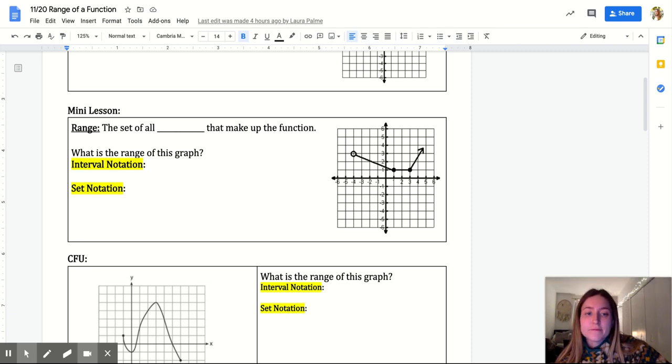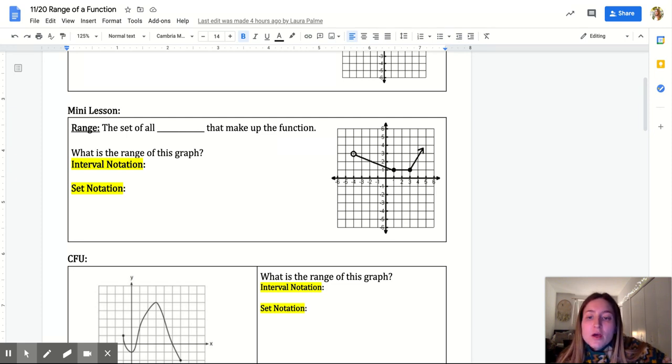So for the range, welcome to range. We're going to focus on range now. So domain, we know, was all the x values that made up a function. Range is the set of all y values that make up the function. So today, instead of looking at our x values, we're going to be focusing on our y. Y is our superstar for today.